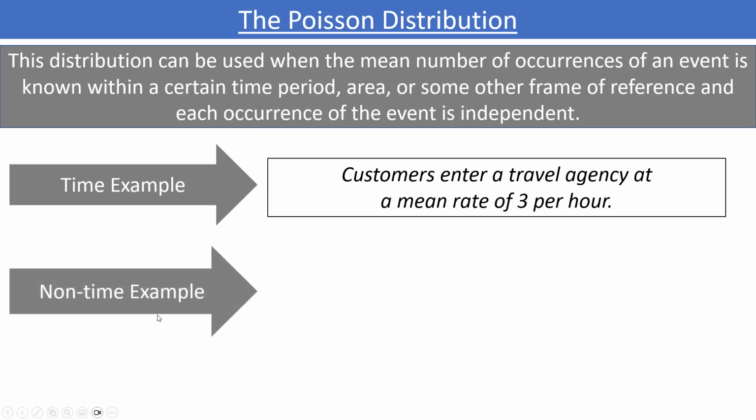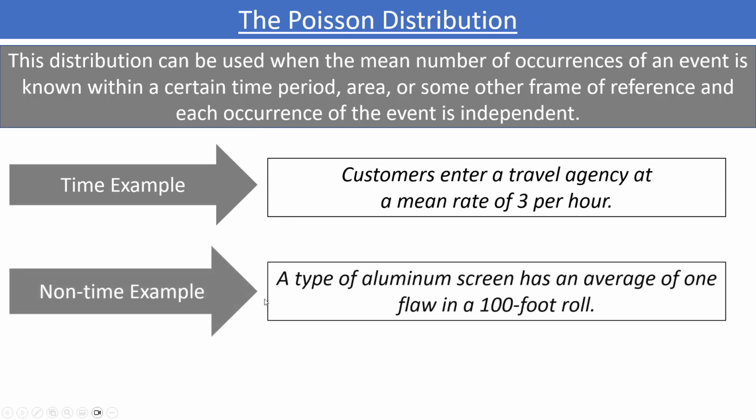Let's look at a non-time example. This example says that a type of aluminum screen has an average of 1 flaw in a 100-foot roll. So once again, you can use the Poisson distribution whenever you know the mean number of occurrences of an event within some frame of reference and that each occurrence of the event is independent. So if we assume that each flaw that was found in this aluminum screen was independent of the previous, we could use a Poisson distribution to model this situation.